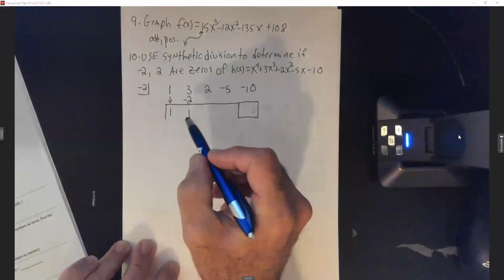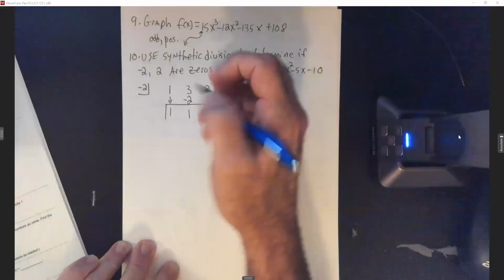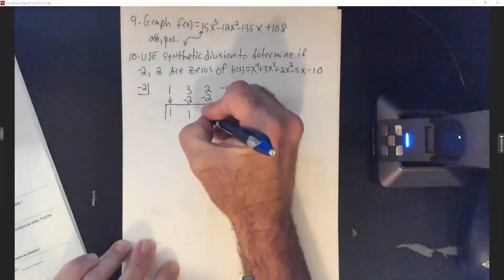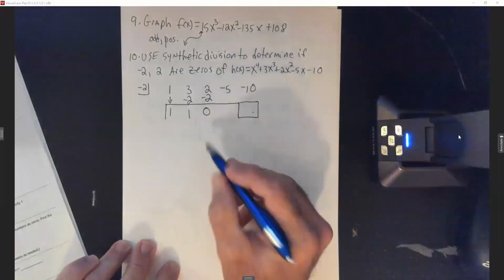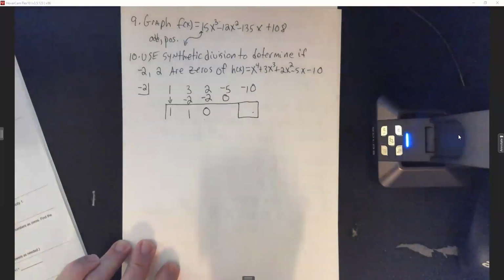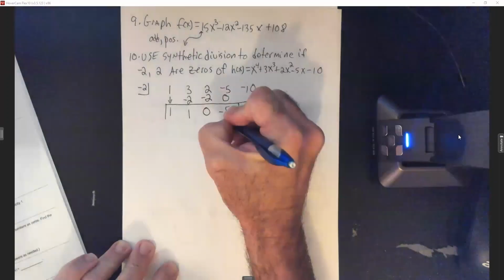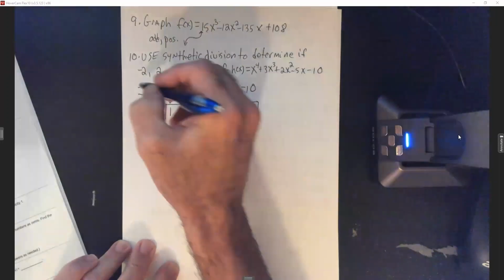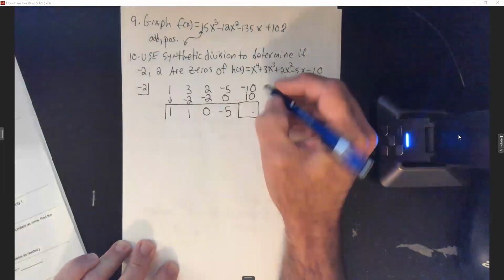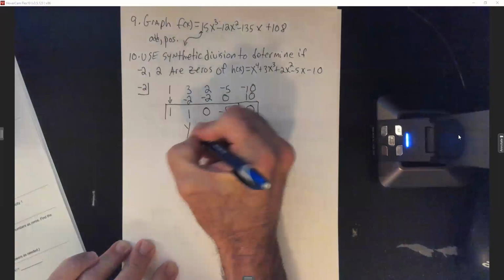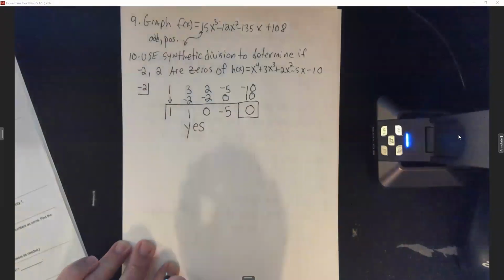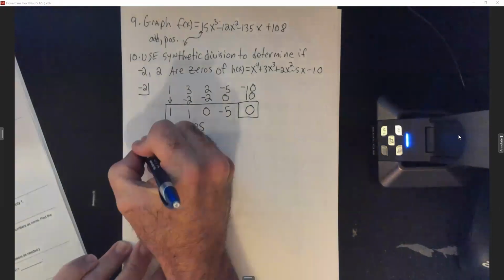1 times negative 2 is negative 2. Then we got 2 and negative 2, give me 0. 0 times negative 2 is 0. Negative 5 plus 0 is negative 5. And then finally, negative 5 times negative 2 is 10. And negative 10 plus 10 gives me my 0 remainder. So definitely negative 2 is a 0. Then we would check the 2.